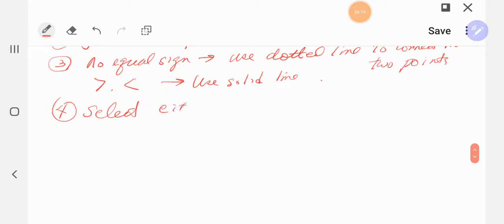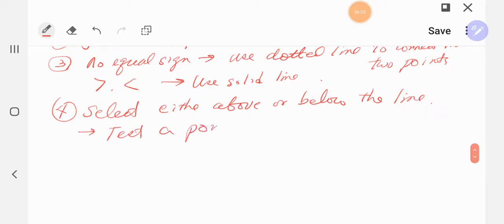Number 4. Select either above or below the line, below the dotted or solid line, right? Okay, how? Test a point. Usually test any point not on the line. So usually 0, 0 is the best one. If 0, 0 is on the line, then use a different point.